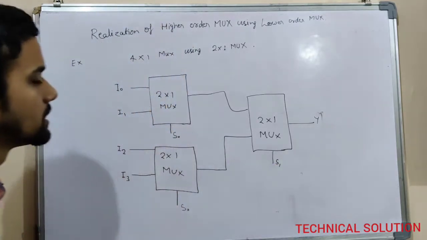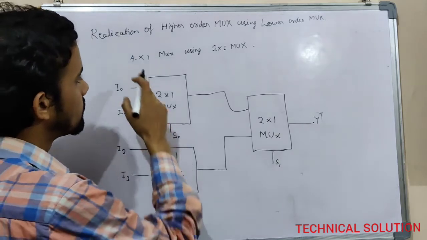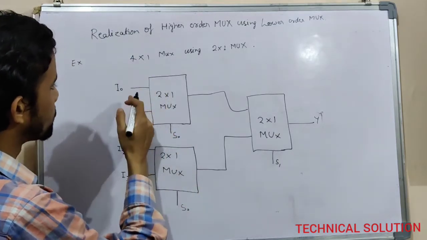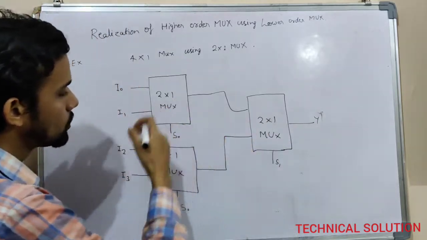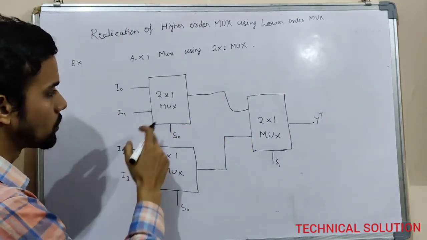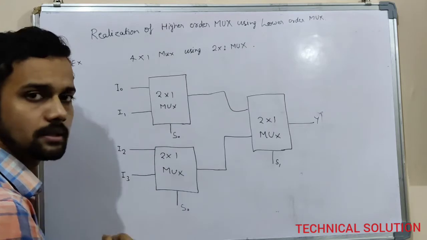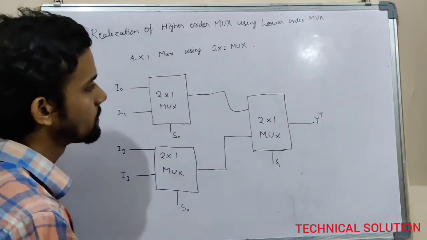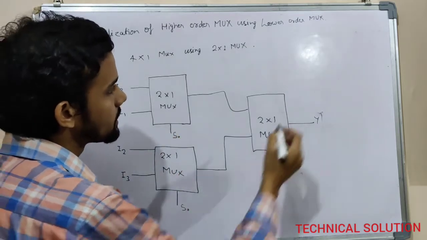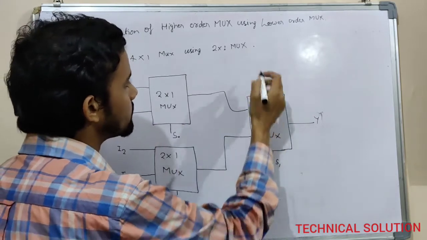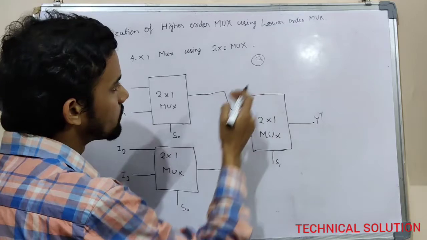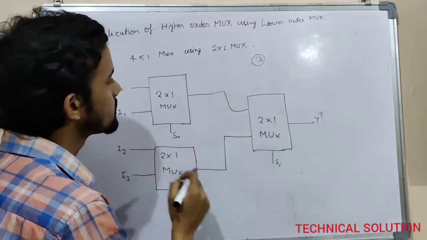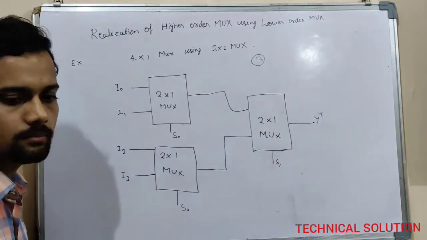In this way, we can realize this 4x1 mux, in which 4 inputs, that is 1, 2, 3, 4, and 1 output using 2x1 mux. So the total number of 2x1 mux required to design this 4x1 mux is 3: 1, 2, and 3. We need three 2x1 mux to realize this 4x1 mux.